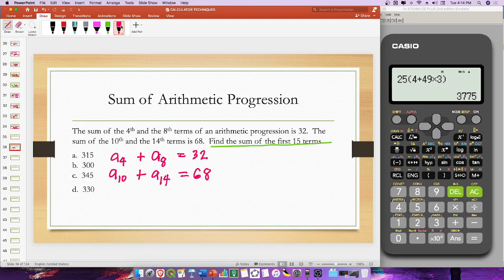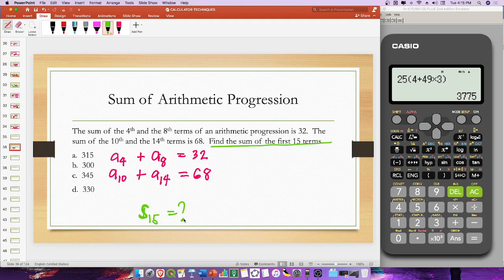Then we will be solving for the sum of the first 15 terms. So we are looking for S15. Is that okay with you? Of course. Let's try to solve for this.